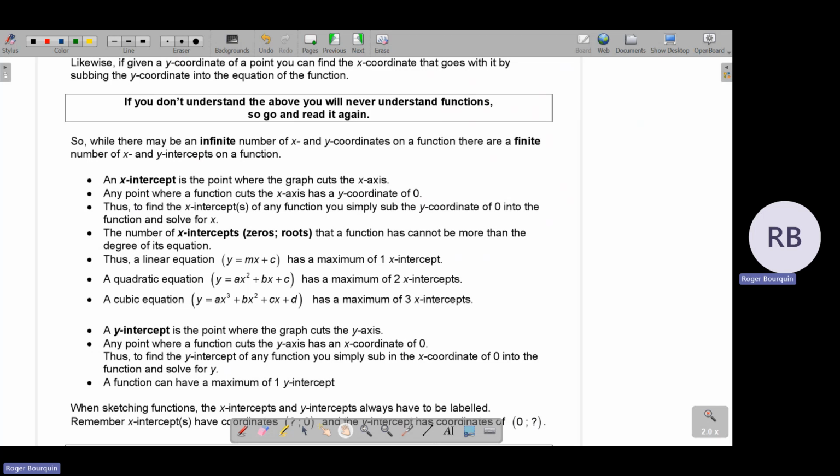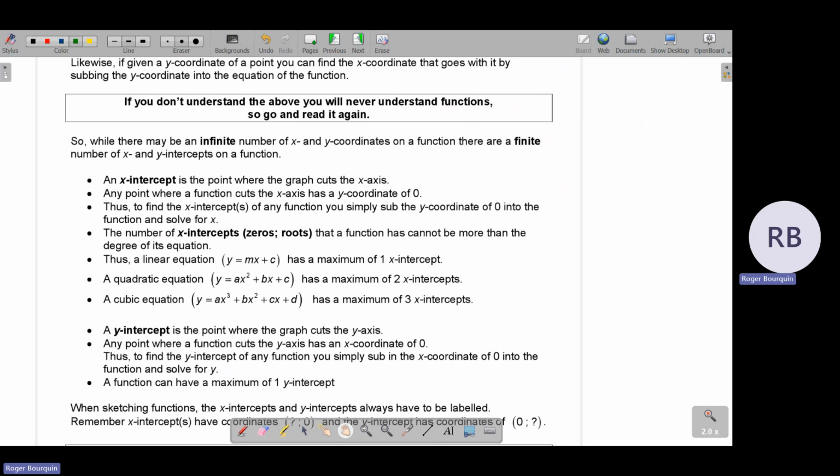X-intercept: sub y equal to 0. Yes, that's what you do. But you're using the principle, although if you know one coordinate, you can find the other by subbing into the equation. And when a graph cuts the x-axis, it's got nothing up, the y-coordinate is 0. The number of x-intercepts, zeros, roots. When you see those words, they're interchangeable.